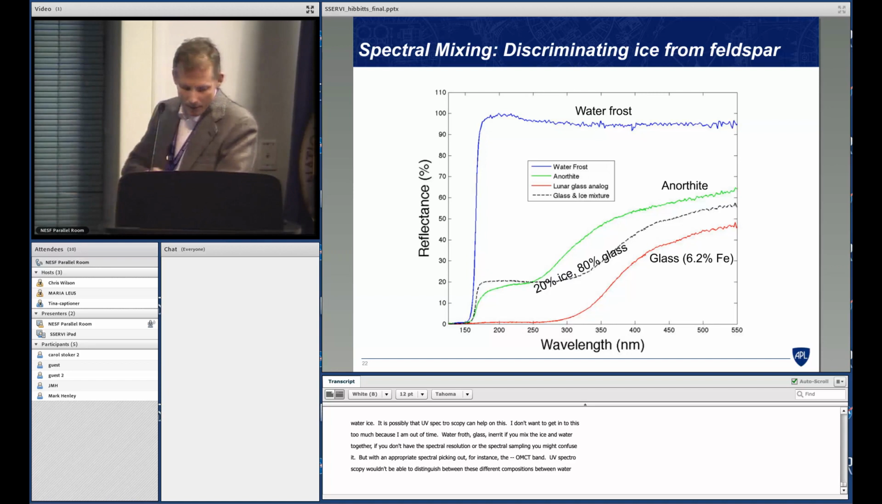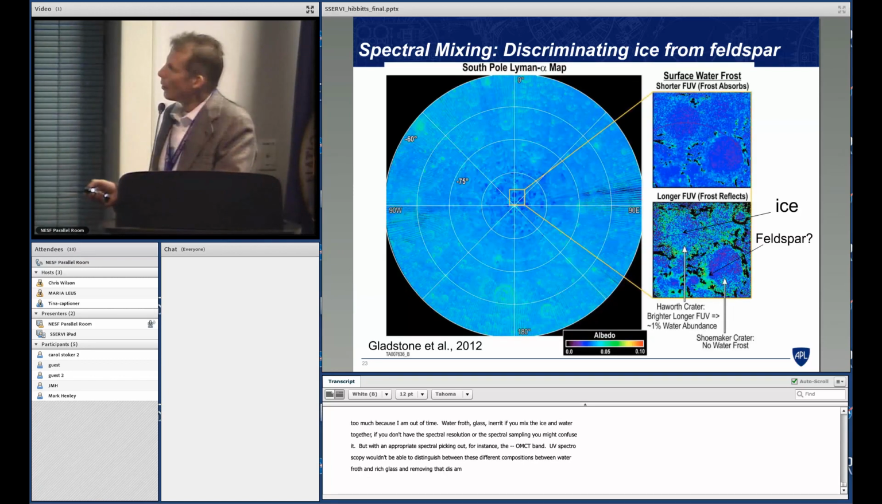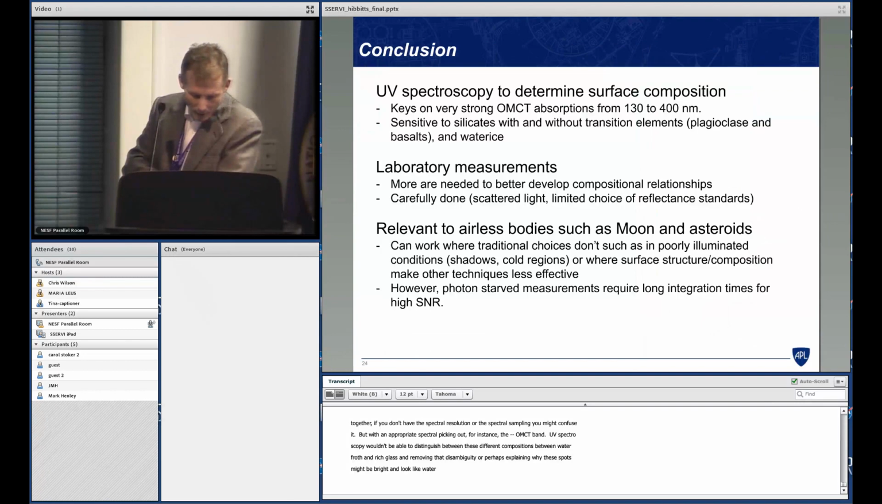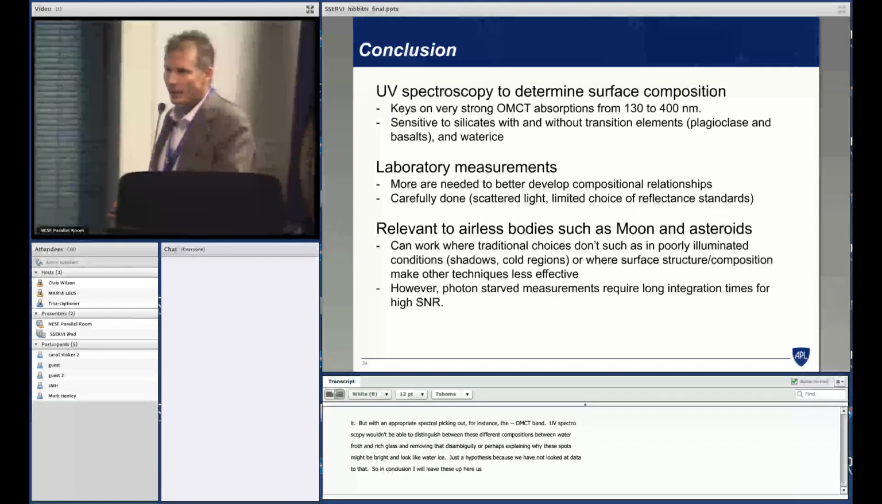Removing that ambiguity, or perhaps even explaining why these spots might be bright and look like water ice, even though they may not be. Just a hypothesis, because we have not looked at the data to do that. So it's just a thought I put out there. So in conclusion, I'll leave these up here because I believe I haven't really made up the time, have I?